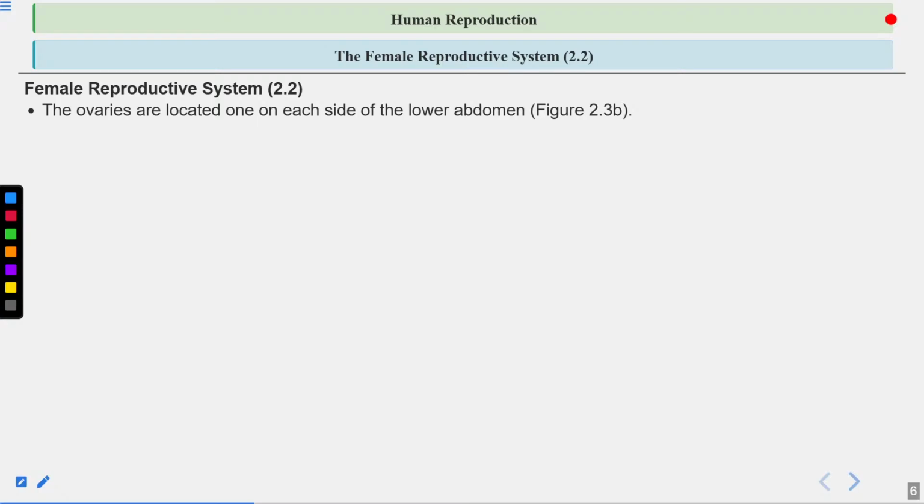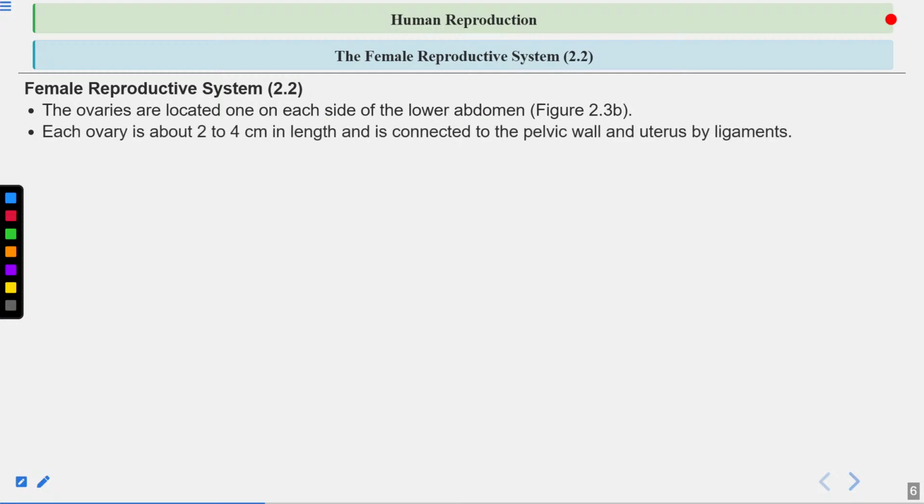Now the ovaries, where are the ovaries located? So there are two ovaries. Ovaries are located one on each side of the lower abdomen. So we'll talk about the morphology and anatomy of the ovaries now. Briefly, we will discuss the external features and the internal features.